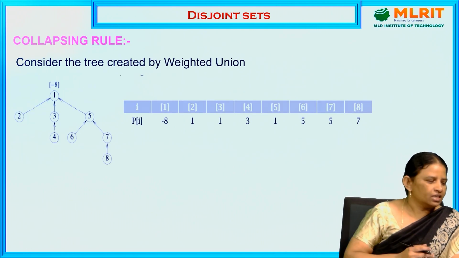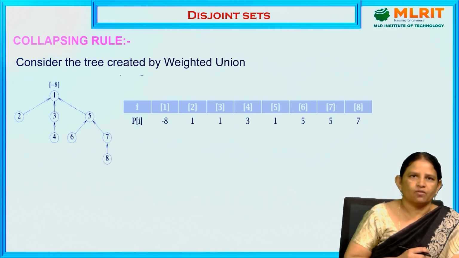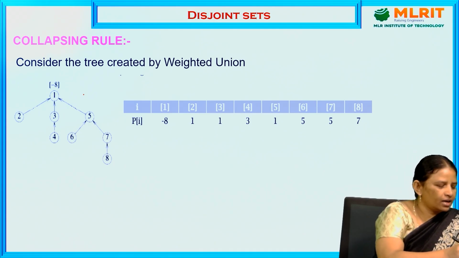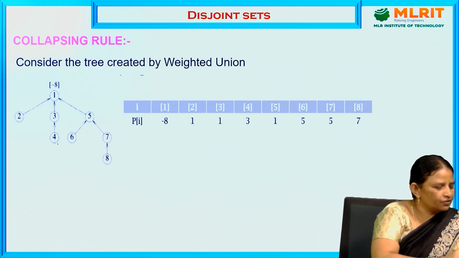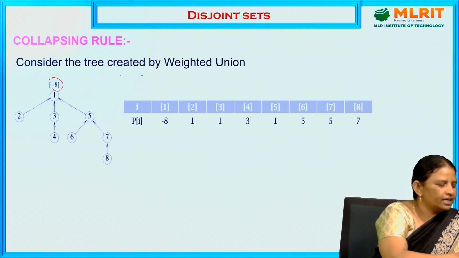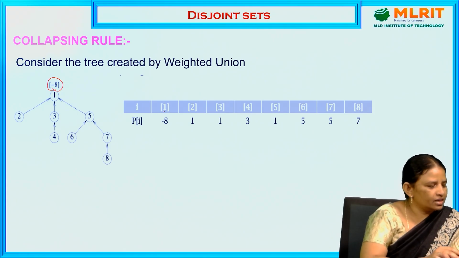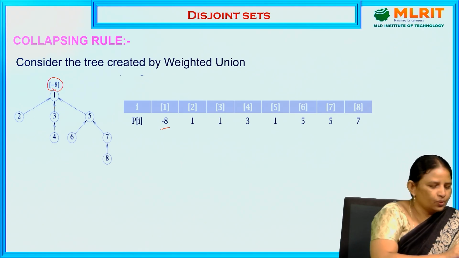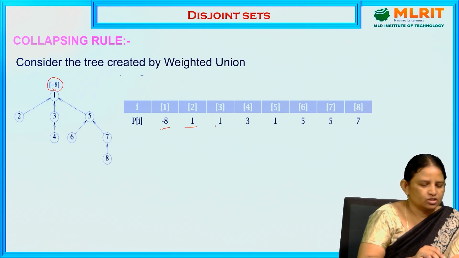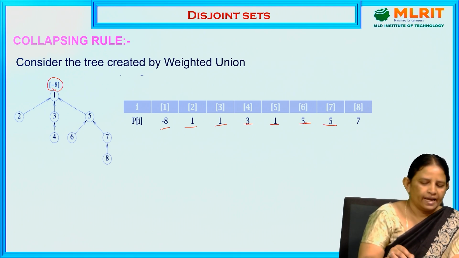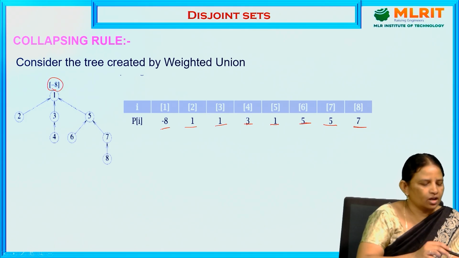So the second one is the collapsing rule. In the case of the collapsing rule, we need to consider the weighted union. That means 3 will be added. Total number of nodes are 1, 2, 3, 4, 5, 6, 7, minus 8. Temp contains minus 8. What is the parent of 1? Parent is minus 8. Again, 2's parent is 1, 3's parent is 1, 4's parent is 3, 5's parent is 1, 6's parent is 5, 7's parent is 5, 8's parent is 7. So like that we are going to allocate.